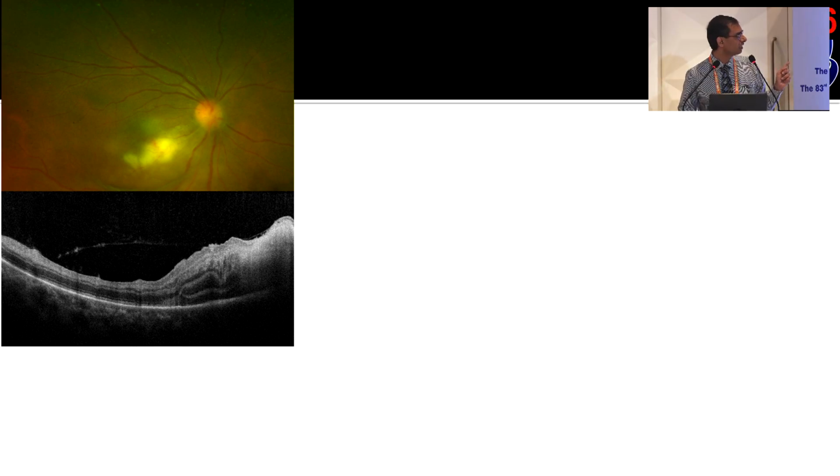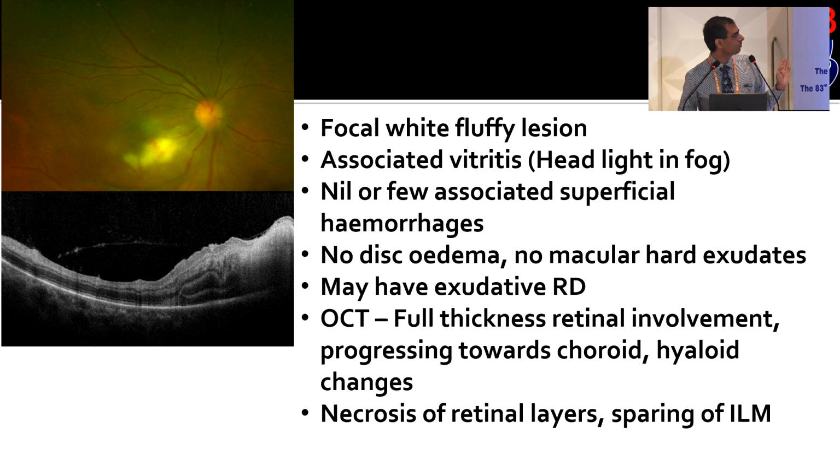So the first one was very typical, again the same photograph with Dr. Shaurya. You see this focal retinitis. Rarely would you see some hemorrhages. In this patient there is a sort of hemorrhage, but sometimes a few hemorrhages can be there. But again the very typical thing, if there is an adjacent scar, if there is a vitritis, it's a fluffy sort of white lesion. So that fluffiness is over there. Disc edema may or may not be there, but sometimes the exudation may be significant. You can also have an exudative RD associated, and again in the OCT you would see that full thickness involvement of the retina progressing towards the choroid.